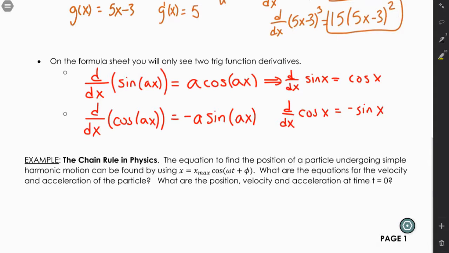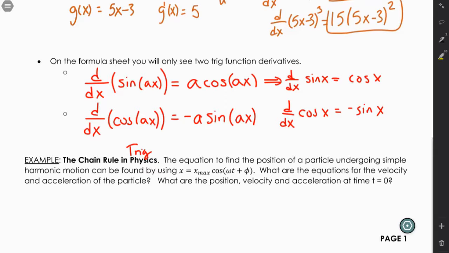Okay, so now here's a problem using the chain rule in physics and also using trig. This pops up with simple harmonic motion. The equation to find the position of a particle undergoing simple harmonic motion can be found by using x equals x max cosine of omega t plus phi. What are the equations for the velocity and acceleration of the particle? And then what are the position, velocity, and acceleration at time t equals 0?